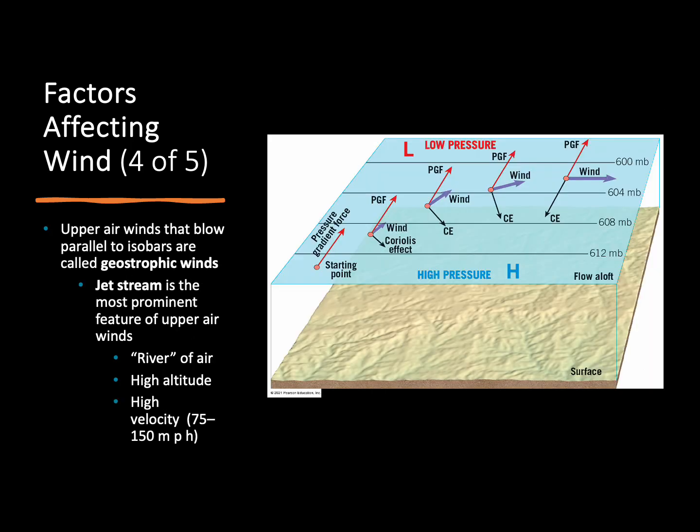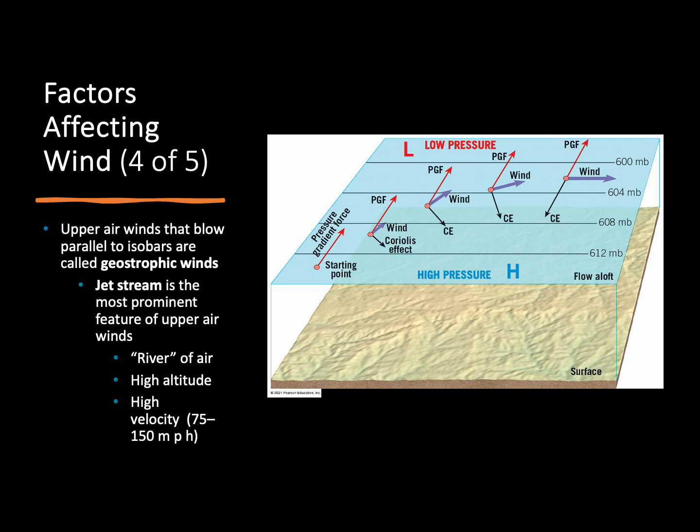If we look at the upper winds, not the winds along the surface, but the ones found higher up in our atmosphere, we'll see that these upper winds blow parallel to our isobars. We call these winds our geostrophic winds. Probably the most famous of all of these geostrophic winds is the jet stream. The jet stream controls a lot of our climate here in North America. Here it acts like a river of air, like we would see water moving inside of a stream.